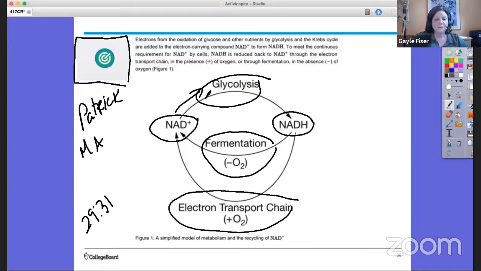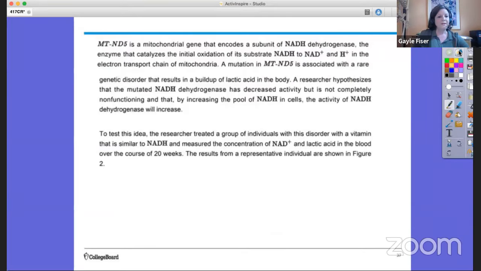Electrons from the oxidation of glucose and other nutrients by glycolysis and the Krebs cycle are added to the electron carrying compound NAD plus to form NADH. To meet the continuous requirement for NAD plus by cells, NADH is reduced back to NAD plus through the electron transport chain in the presence of oxygen, or through fermentation in the absence of oxygen. All right, so this is the question. I'm going to write after I read.